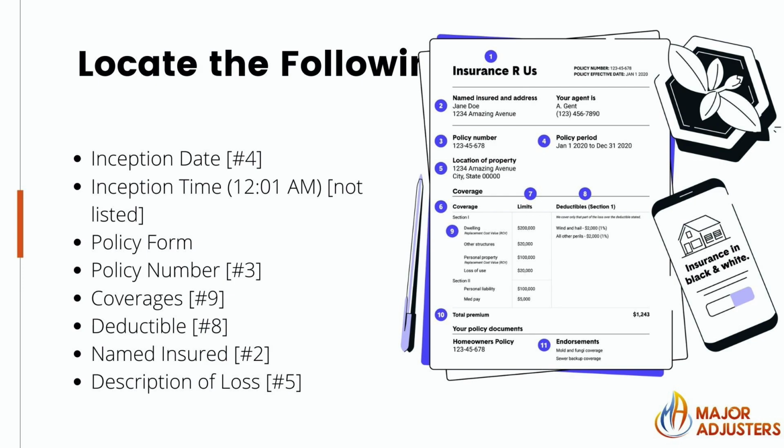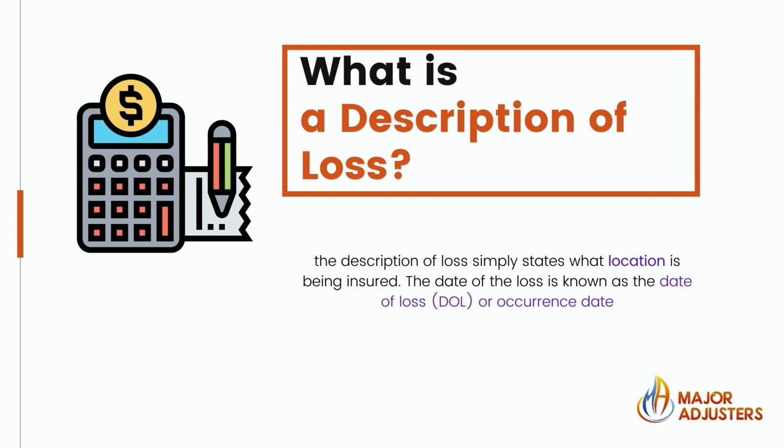Your coverages. Again, we went over that. It's number 9. Your deductibles, number 8. Named insured is up at the top, and then the description of the loss. That's the description of risk. That's where it's located, not the description of loss. Because a description of loss simply states what location is being insured. The date of loss is also known as the date of the occurrence, or DOL.